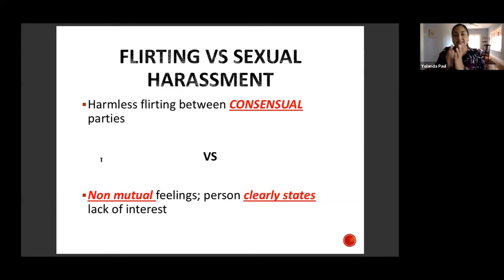But sexual harassment is on the other end of that scenario. It is where you do not feel comfortable at all with anything that person may be saying about you or may be doing, and you certainly are not reciprocating or returning that kind of feeling towards them.